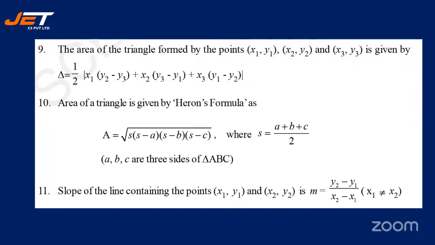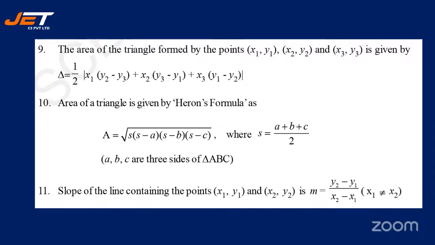Area of a triangle is also given by Heron's formula. Very important formula is the Heron's formula. A is equal to root of s into s minus a into s minus b into s minus c, where s is equal to a plus b plus c by 2. A, B, C are the three sides of the triangle ABC.